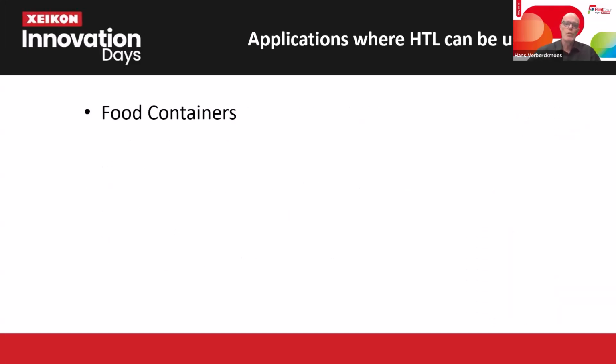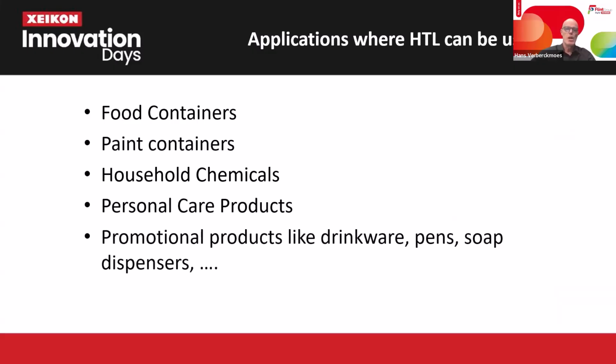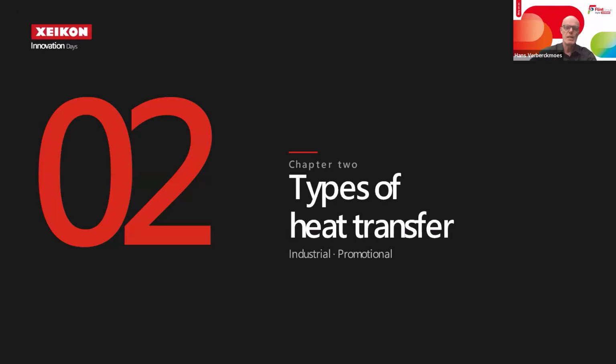Now, where do you use those kinds of labels? Food containers, paint containers, household chemicals, personal care products, promotional products like drinkware, pens, soap, but I'll show more examples later. You would be surprised how many products a heat transfer label is applied to. Even in Europe, those Heinz ketchup bottles, for example, are also heat transfer labels. So it's quite interesting how many applications it's used in.